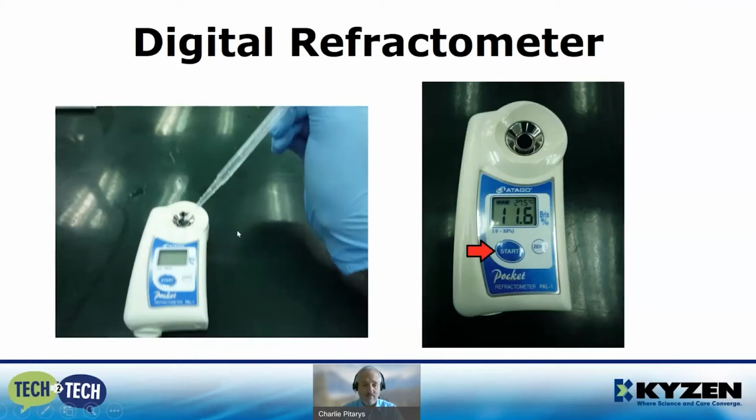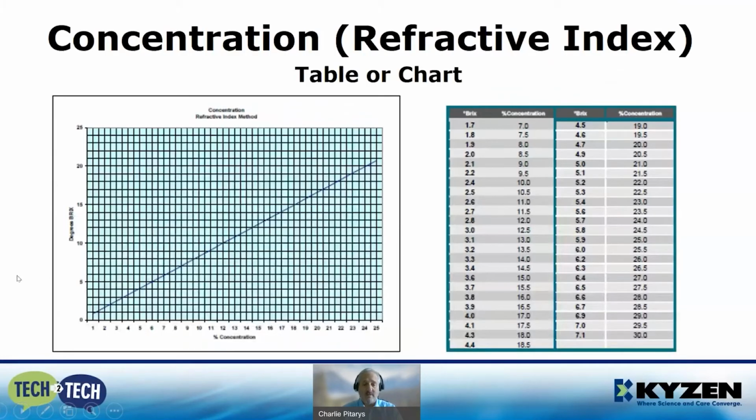So remember, Brix is not the concentration. What KYZEN has done, we have taken the calculation away from you, and we have created the chart specific for each cleaning solution. So we have the degrees Brix on the y-axis, measured by the concentration on the x-axis. And we also have, seen on the right-hand side, a quick reference chart, matching the degrees Brix to the concentration of the solution.